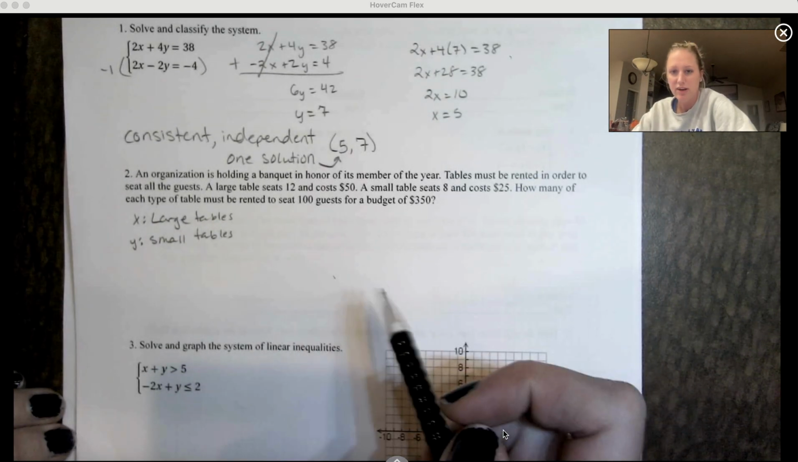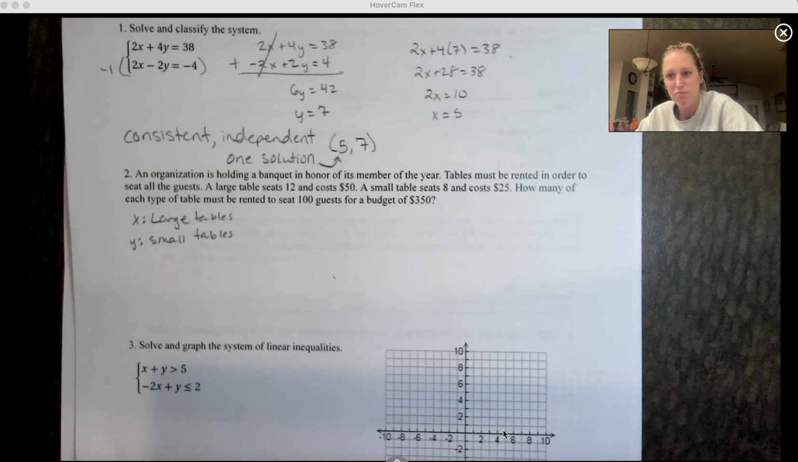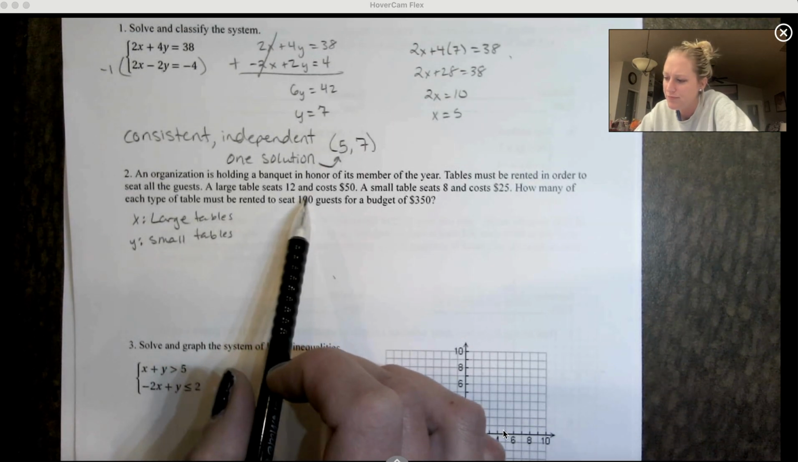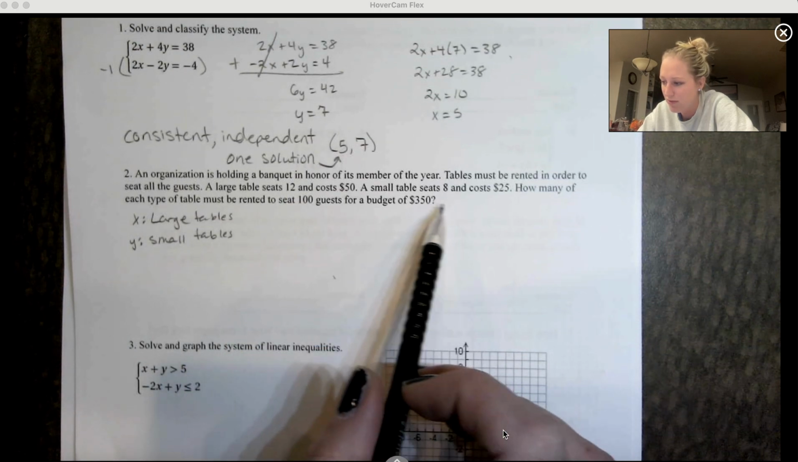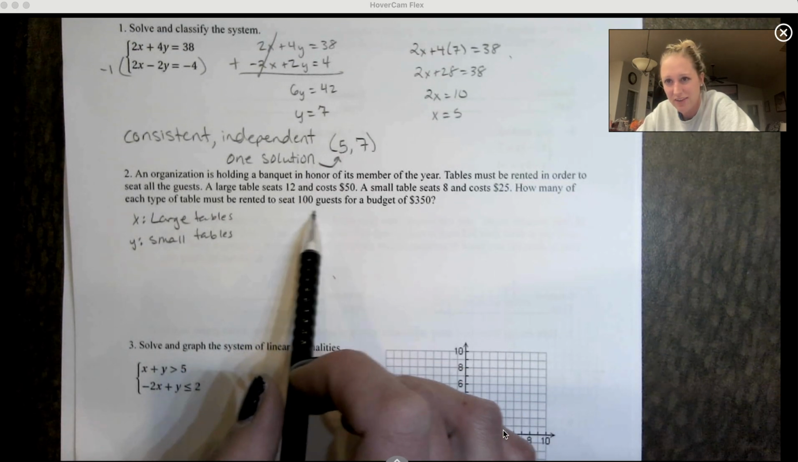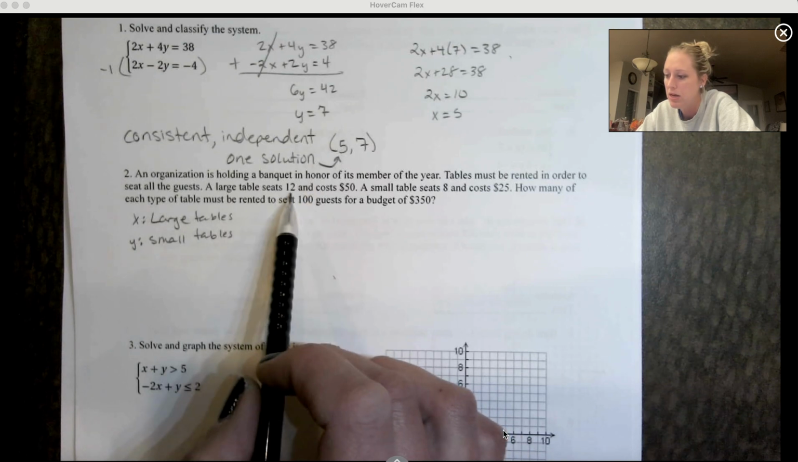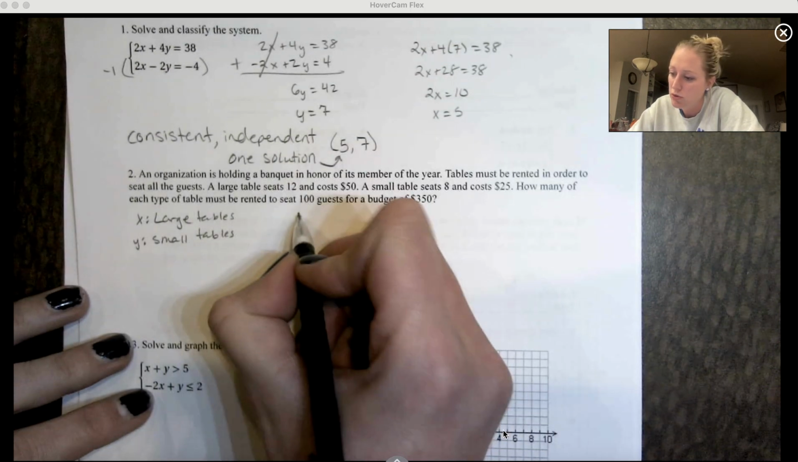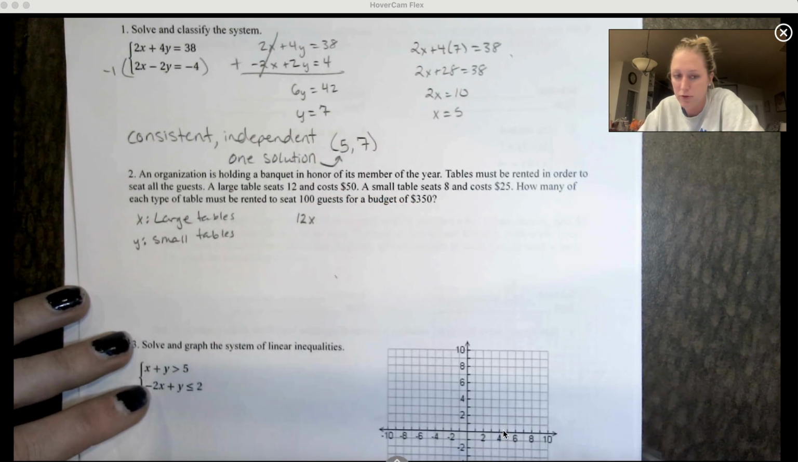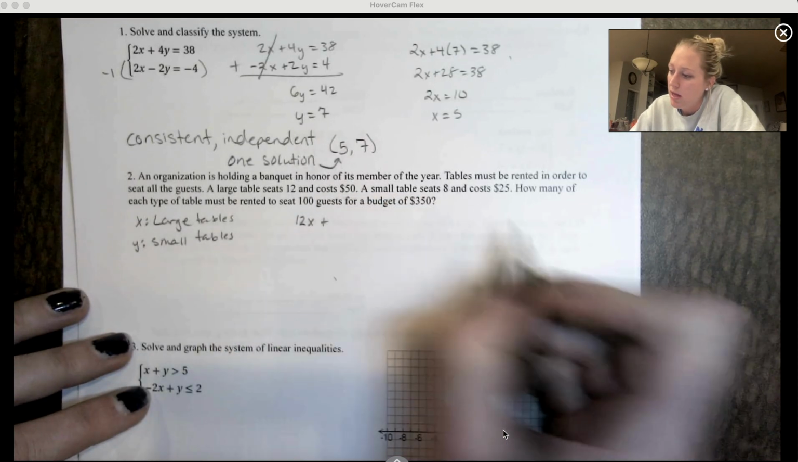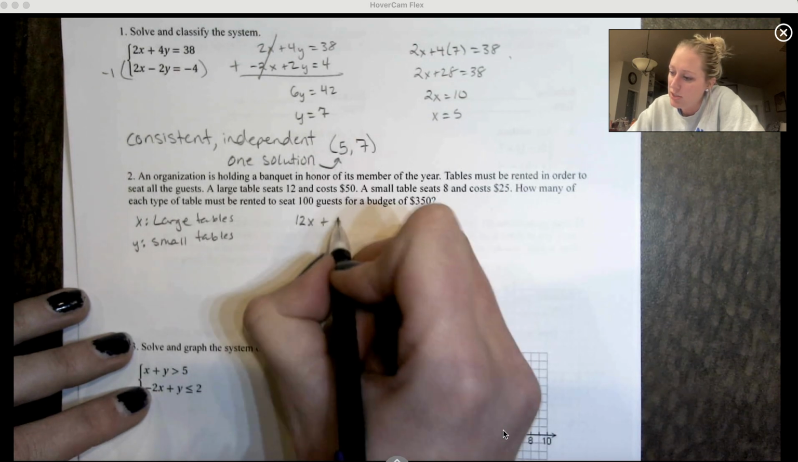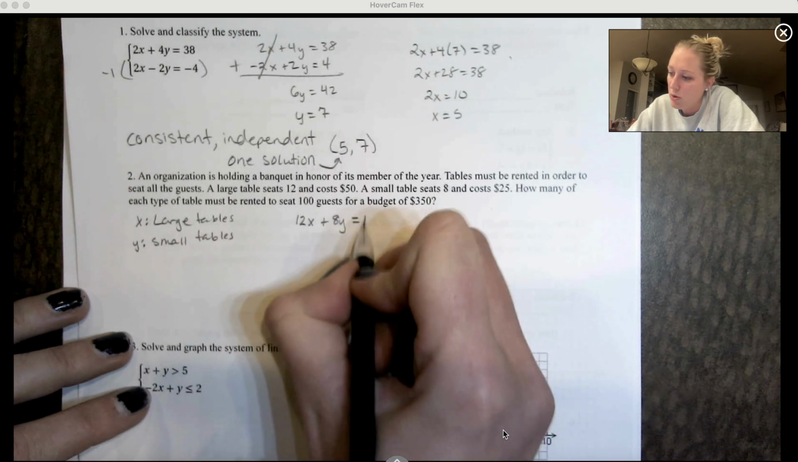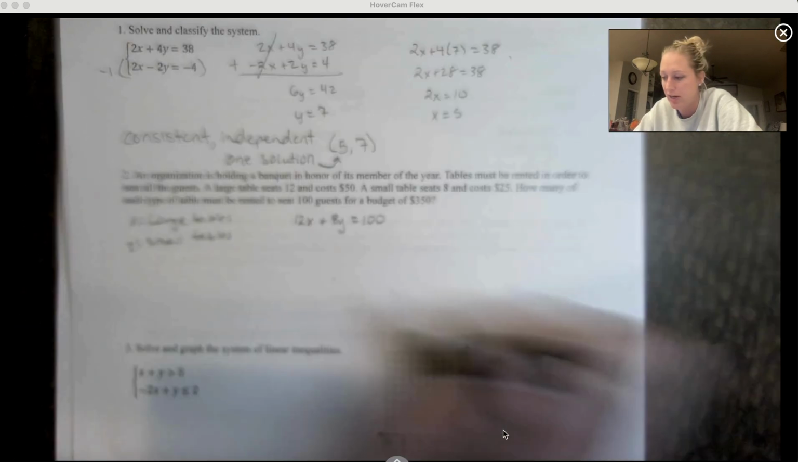Okay, so a lot of times problems like this that involve money, one of the equations in our system is going to just involve the number of items. So we have tables, right? And we are talking about the number of guests. So this one's not really related to money, but we have tables that seat 12 and the small tables seat 8. So we're going to do 12 per large table, so 12x, plus 8 people for every small table, has to total the number of guests we want, 100 guests.